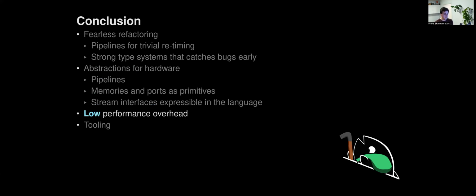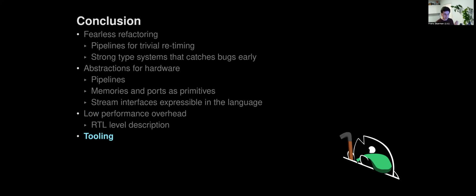I mentioned low performance overhead, right? This is an RTL level description at the end of the day. There's fancy stuff on top, but you can peel off the layers and see the RTL below. And when you need to squeeze out that last bit of performance, you can go back and write manual RTL, even if you don't have to do so all the time.